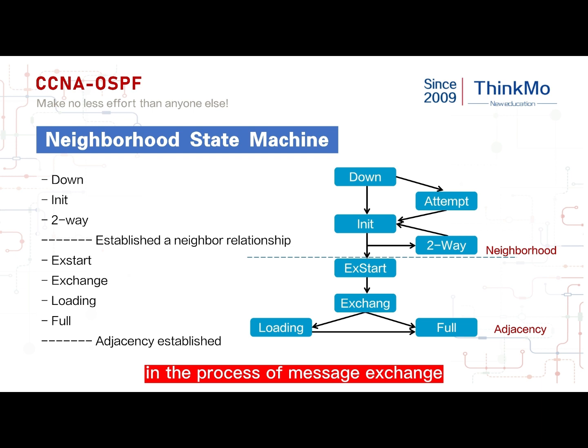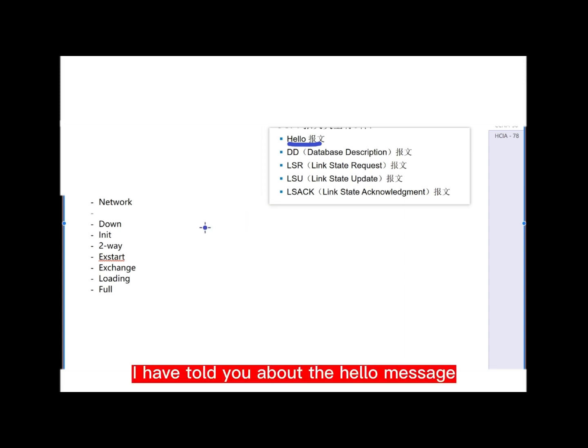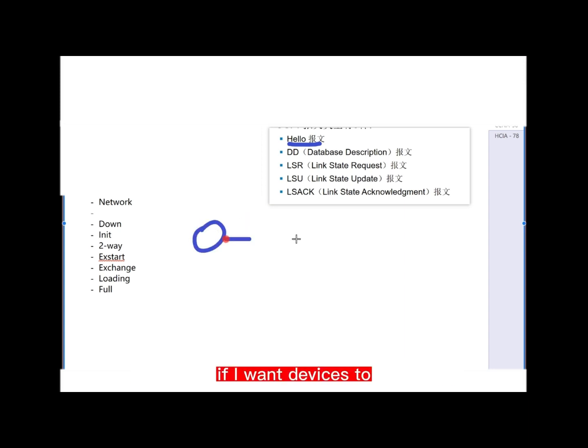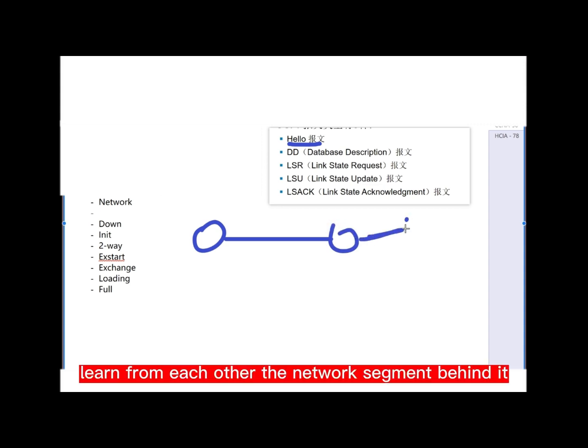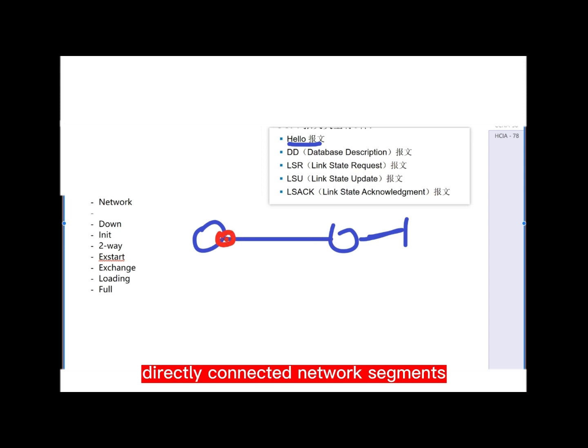In the process of message exchange, the state will be switched. So how do we switch the state? Let's look at the 5 messages. This part of the message is a bit boring, so please pay attention. Let's talk about the hello packet first. I have told you about the hello message. If I want devices to learn from each other the network segment behind them, first they have to establish a relationship. That is, R1 is now announcing its directly connected network segments, or declaring its interface.